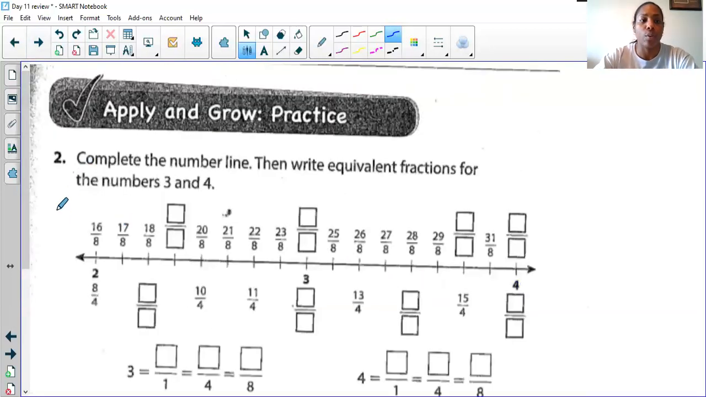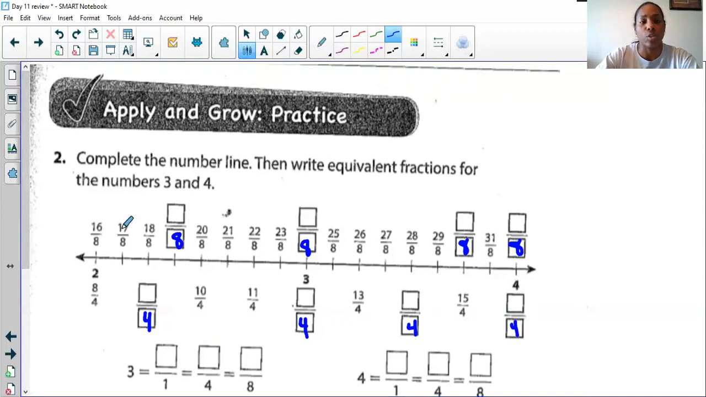All right, apply and grow. At this time, I don't think this should be too difficult for you to complete because they've done the majority of the work for you. We know that the denominator at the top is 8, so of course you can just go ahead and fill in those 8s right there. And then the denominator at the bottom is fourths, so just go ahead and write in your fourths. Like I said, the majority of the work has been done for you. So this problem should not be that difficult.